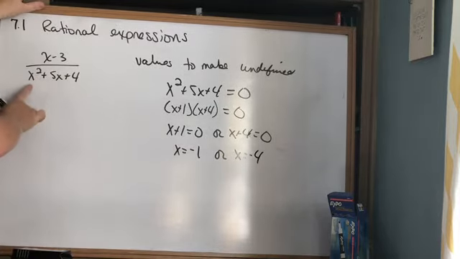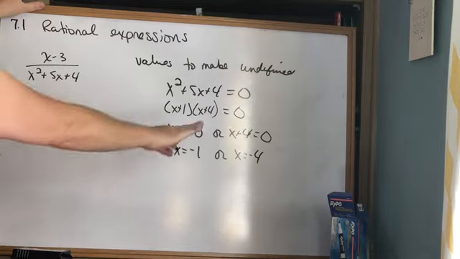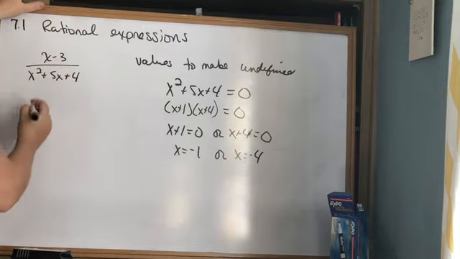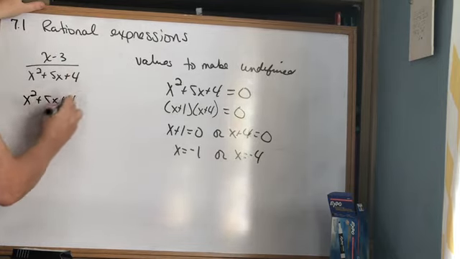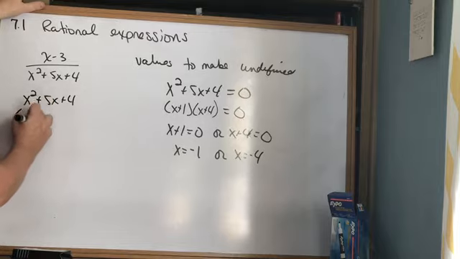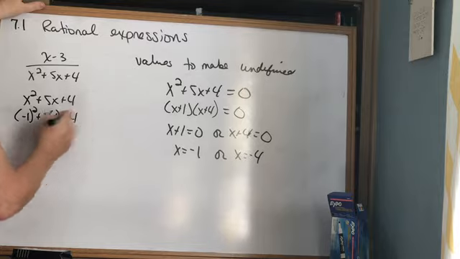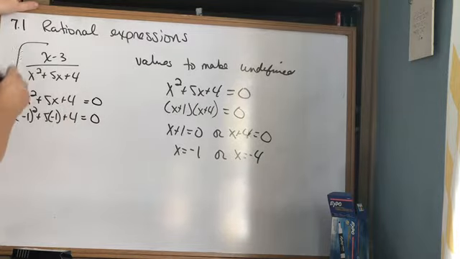So if I plug x equals negative 1 in here, that's going to make the denominator go to 0. If I plug negative 4 in there, it's probably going to make it go to 0. So let's check and see if that's true. So I say that when we have x squared plus 5x plus 4, if I replace that with negative 1 squared plus 5 times negative 1 plus 4, that it's going to equal 0. That's what I'm saying. I'm just going to put a box right here.